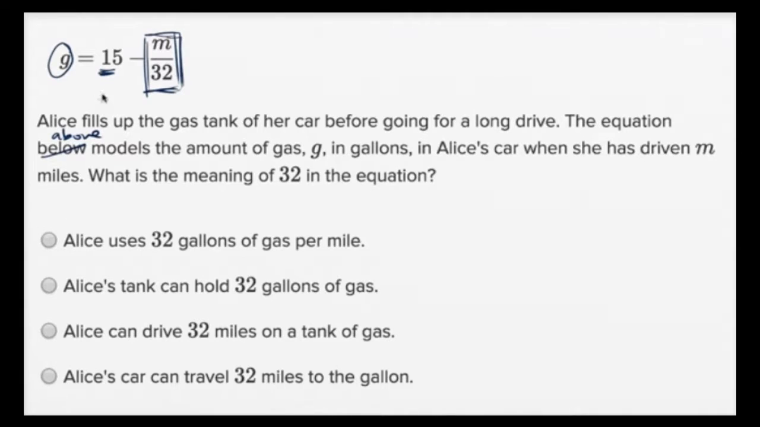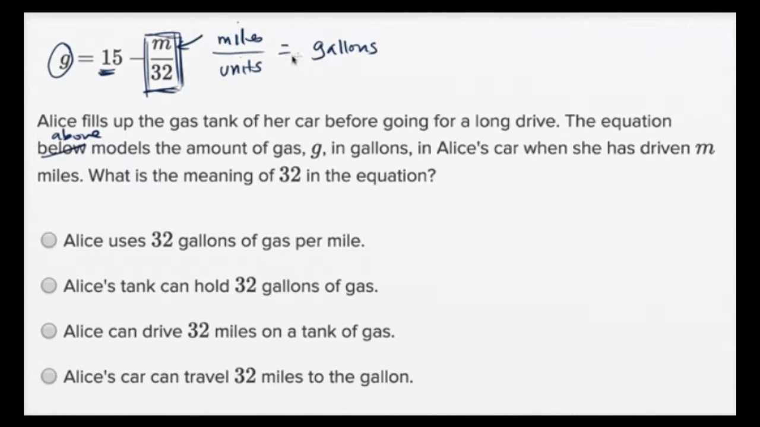So why are you dividing? If you have m miles divided by 32, how do you get gallons? What do the units on the 32 need to be? Let's think about this. If I have miles up here, and I'm dividing them by some mystery units, I need to get gallons, because this is going to be the number of gallons used up. So what are the mystery units going to be?